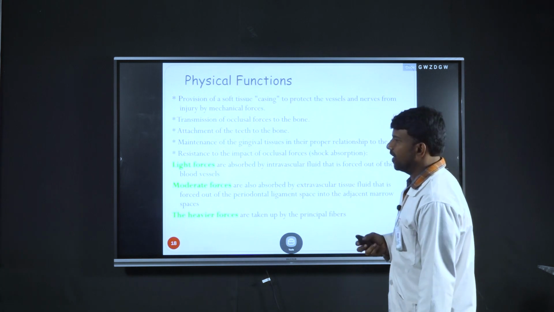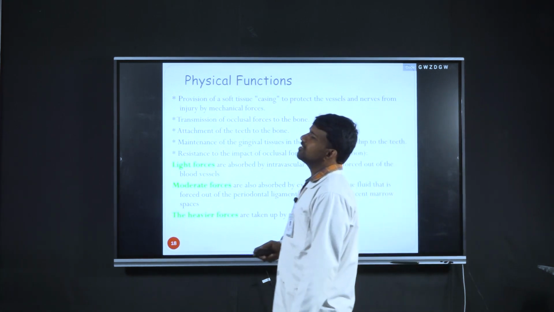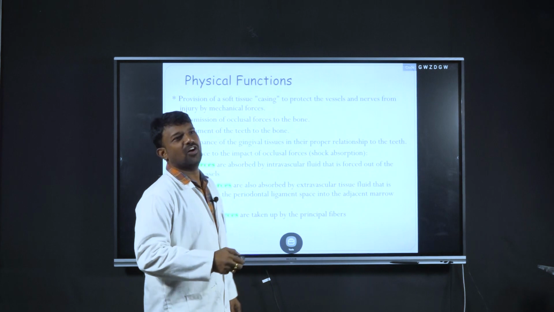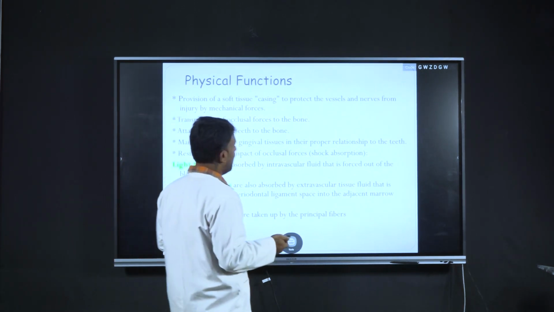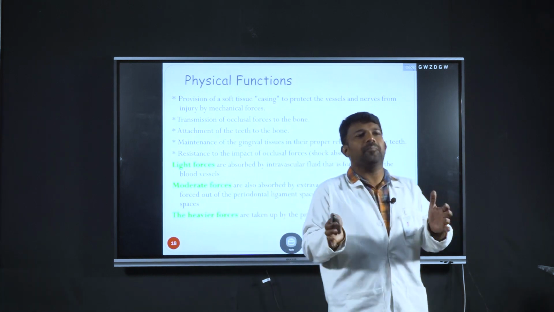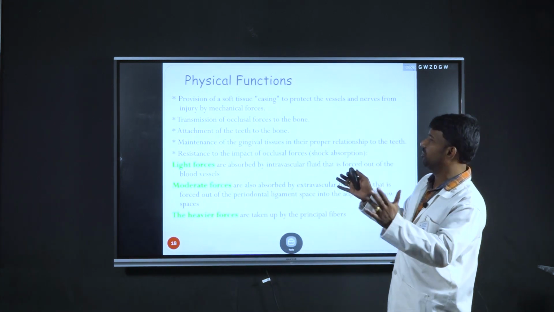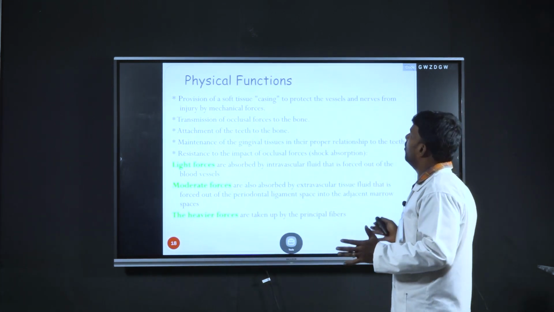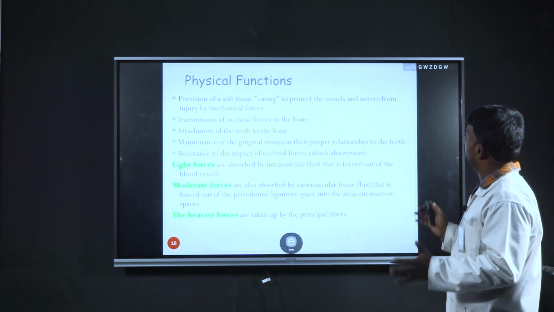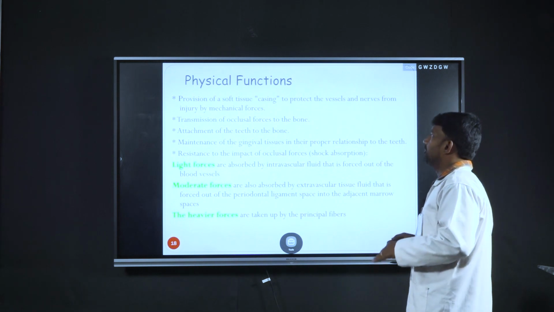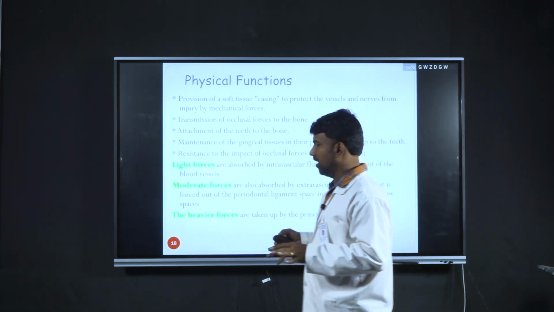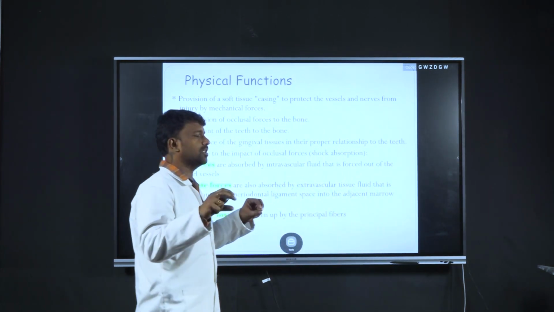So the main function of the periodontal ligament in dentistry: if the periodontal ligament is not there, because the periodontal ligament forms a casing of a particular tooth which is attached to the cementum or the bone. So it provides a soft tissue casing to protect the vessels and nerves from injury and from the mechanical forces. It protects from mechanical forces which are by the occlusal surface.